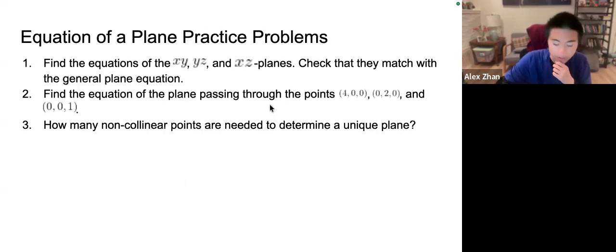Then next. Okay, so equation of a plane practice problems. If you have answers, you can just type them to me and Kennan and Justin.